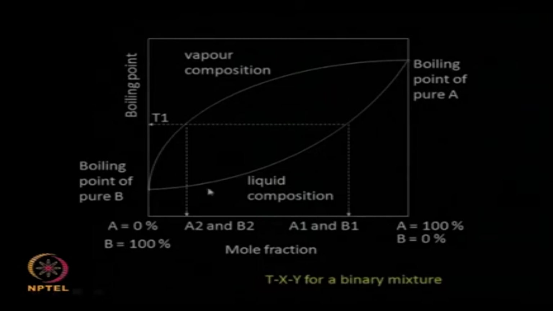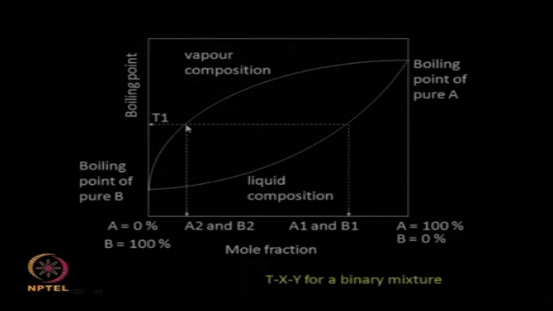Okay. So you can have the other way also, that means in this particular picture we are showing that boiling point of pure A is higher than boiling point of pure B, but you can have another situation where the boiling point of pure A could be lower, boiling point of pure B could be higher. Now this graph corresponds to vapor, this corresponds to the liquid composition. This is called a TXY binary diagram.